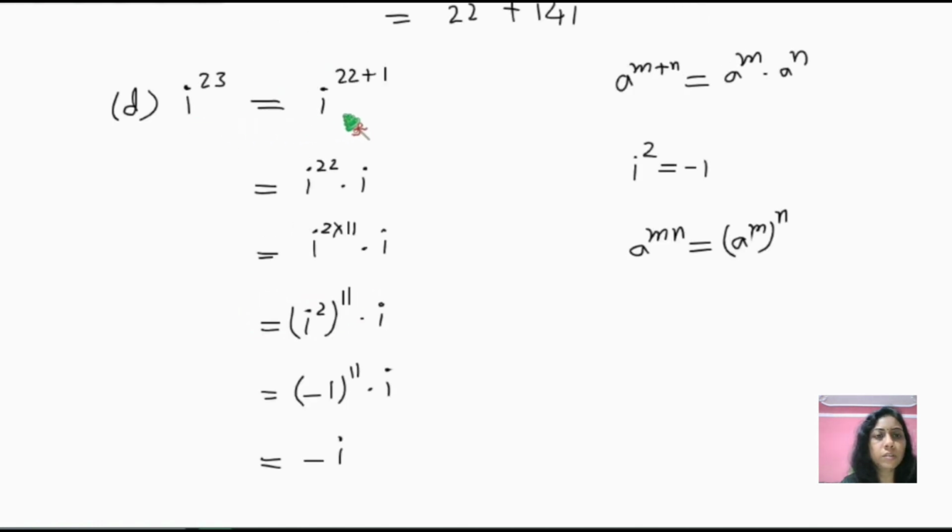So in this type of question, if the power is even, that's great. Otherwise, if the power is odd, you can convert it like this, even number plus 1, and apply the product rule, then apply the power to the power rule, and put the i squared value minus 1, and you can get the answer. Just remember, if minus 1 is to the power even, the answer is positive. If the power is odd, the answer is negative.